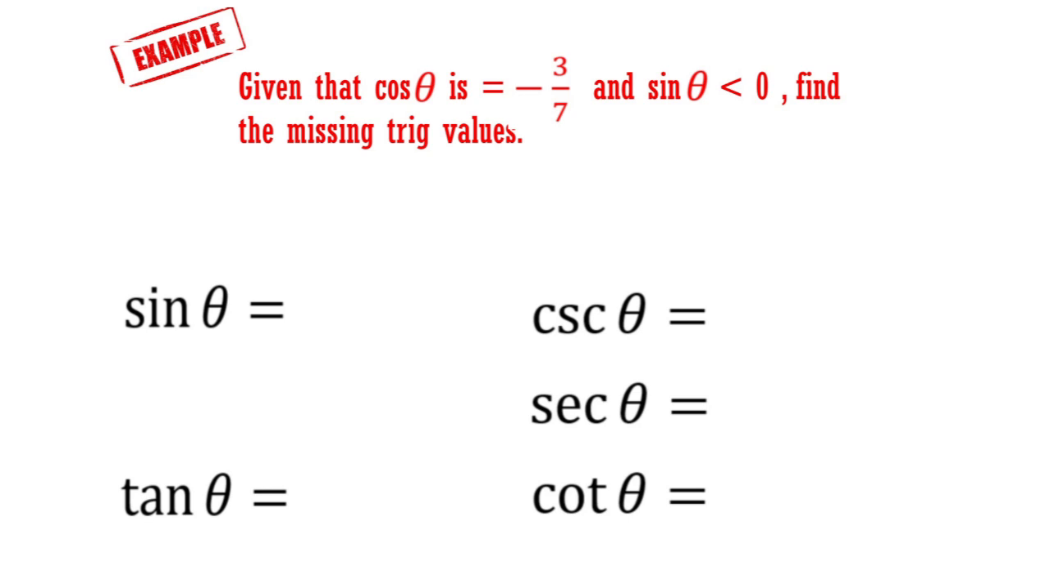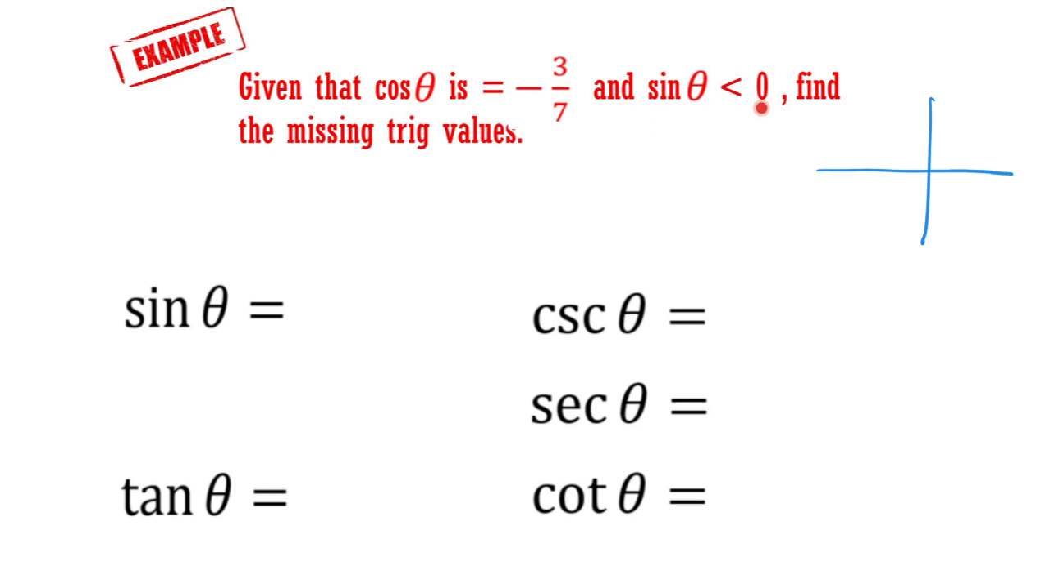Well, I have to be able to draw this like I was previously, but I have to figure out where to draw it. And so it tells me that cosine is -3/7. If cosine is going to be negative, it's going to have to be in one of these two quadrants. Now, which one? Well, that's the reason they're telling me this. Sine is less than 0.